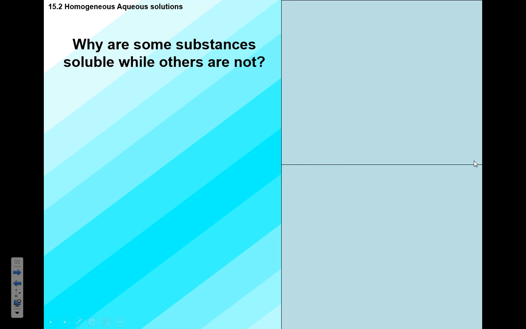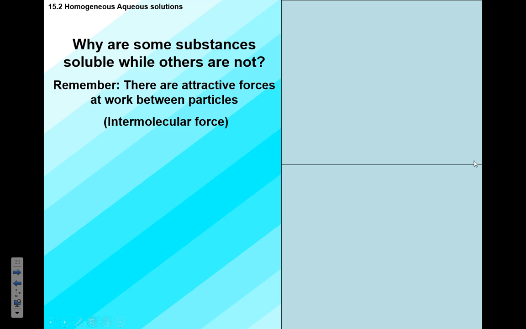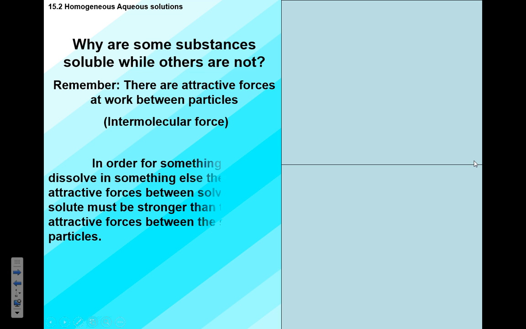Now, how come some substances are soluble while others aren't? Well, we've got to go back in time to first semester when we talked about intermolecular force. So it really deals with the attractive forces at work between the particles. And you need to remember, solute particles are attracted to each other. Liquid or solvent particles, in the case of water, that would be liquid water molecules, are attracted to each other. And then when things dissolve, the solute is attracted to the solvent. So we really have three different types of attractions we're looking at when something dissolves or doesn't dissolve.